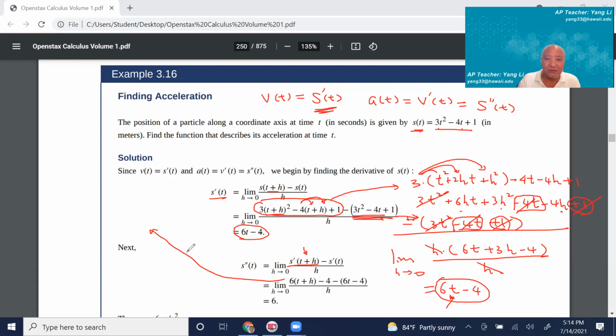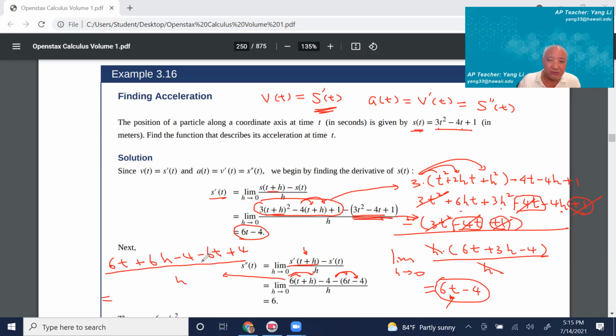Now here, you can break it down right now, right? So when you break it down, I'll just put it here to make it easier. You're going to have 6t plus 6h, and the -4. Distribute here, be careful, avoid the sign error, okay? -6t, be careful here. Negative and negative here is positive, so you have a +4 here. And then you divide it by h like this.